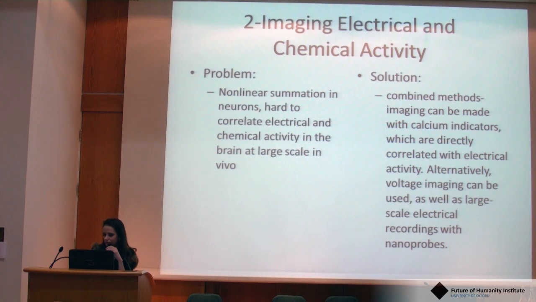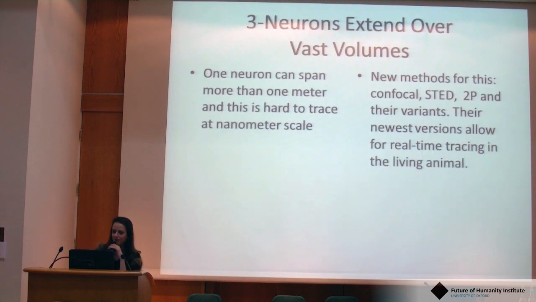Also voltage imaging can be used, so this is a direct change in voltage that is being measured. As well as this new project with large-scale electrical recordings with nanoprobes. So if I read the paper correctly, the idea was that these silicon nanoprobes would attach to every neuron, and then you could record from hundreds and hundreds of neurons at the same time.